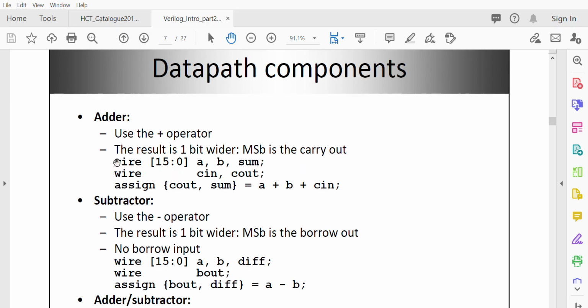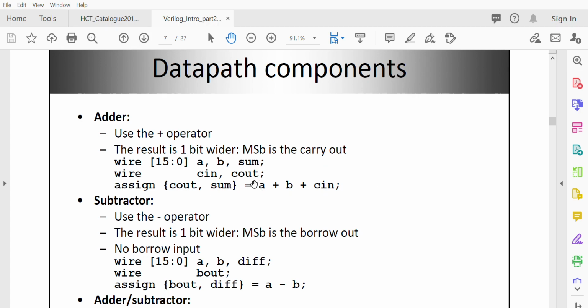So for instance, you have wire [15:0] A, B, sum and wire Cin, Cout. You are assigning both a concatenation of signals to the result of the addition. So the result of the addition will be sum plus carry. Carry is going to be on the left hand side because it is actually the MSB. And then on the right hand side of the expression, you have A plus B plus Cin.